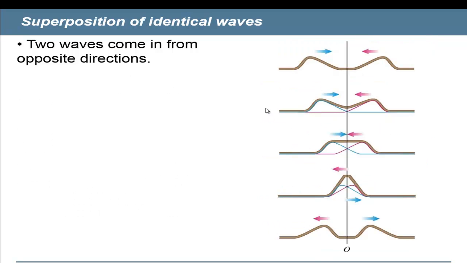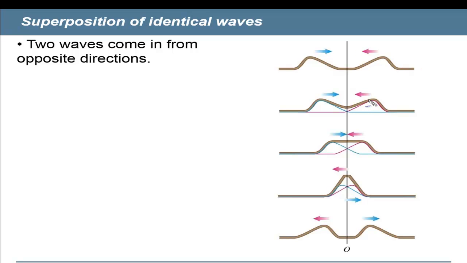Let's take a look at superposition of two identical waves. So let's say here we have two waves of equal amplitude. One is moving to the left here, and another one is moving to the right, and they get closer and closer together. This is the shape that each one would have on its own right here, and this is the combined shape. This brown line is the combined shape.